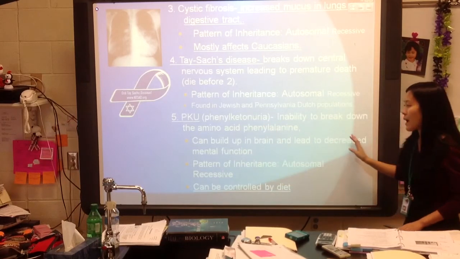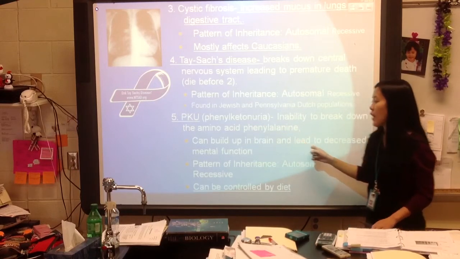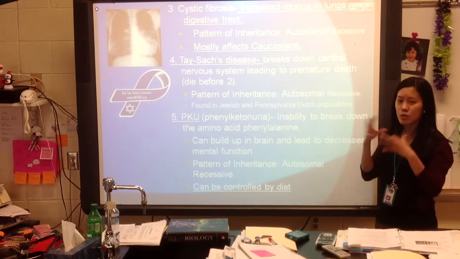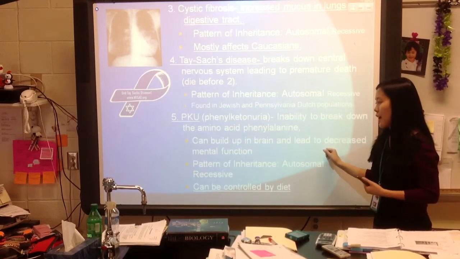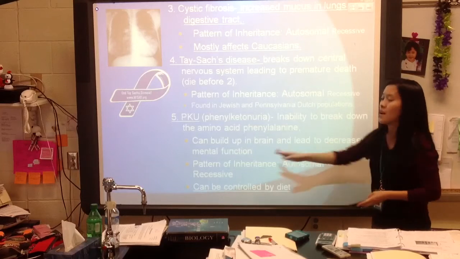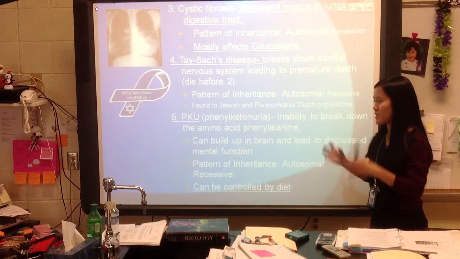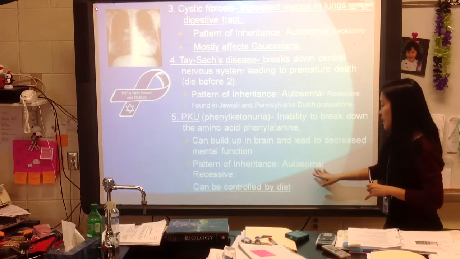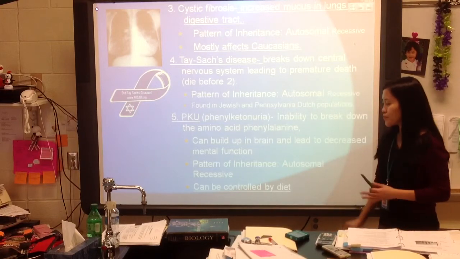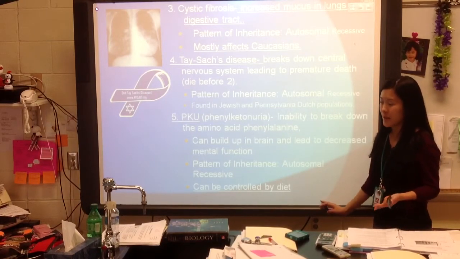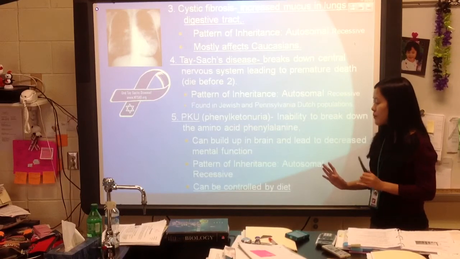In this disease, what happens if you have this amino acid, a lot of it's found in milk, your body isn't able to break it down. So it builds up in the brain, and when it builds up in the brain, it can cause a decrease in mental function. It kind of poisons the brain and causes those brain cells to break down. This, again, is another autosomal recessive disease, and so it's not like Huntington's where it's dominant, and it's not like sickle cell anemia where you can have both traits be displayed.